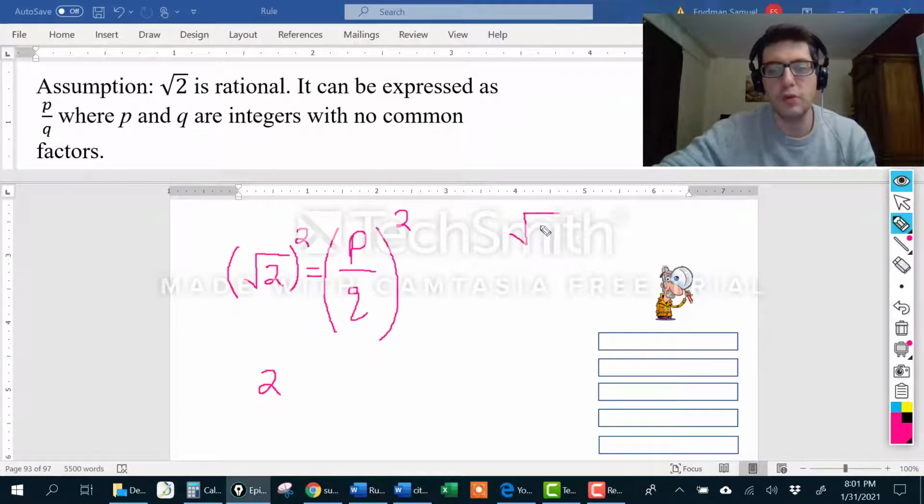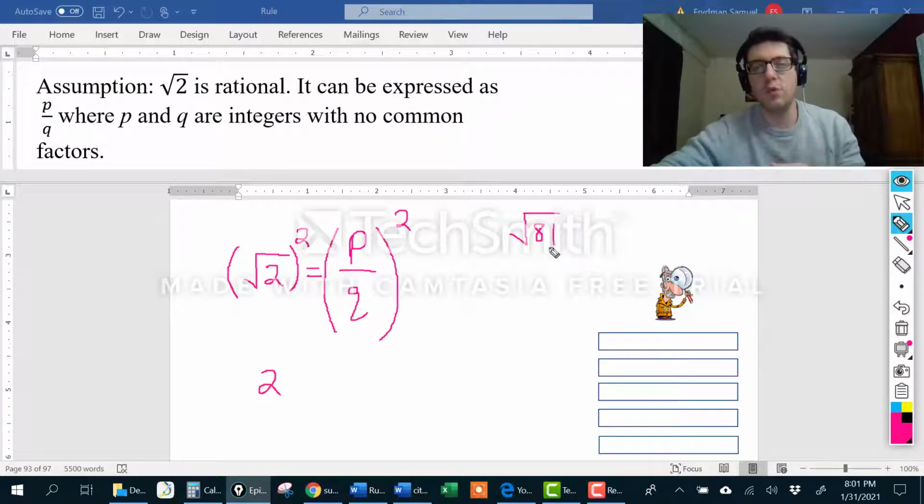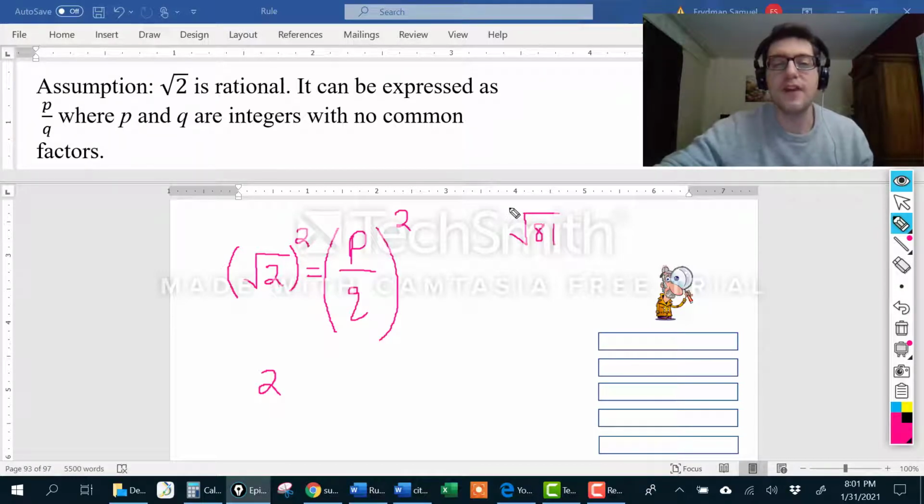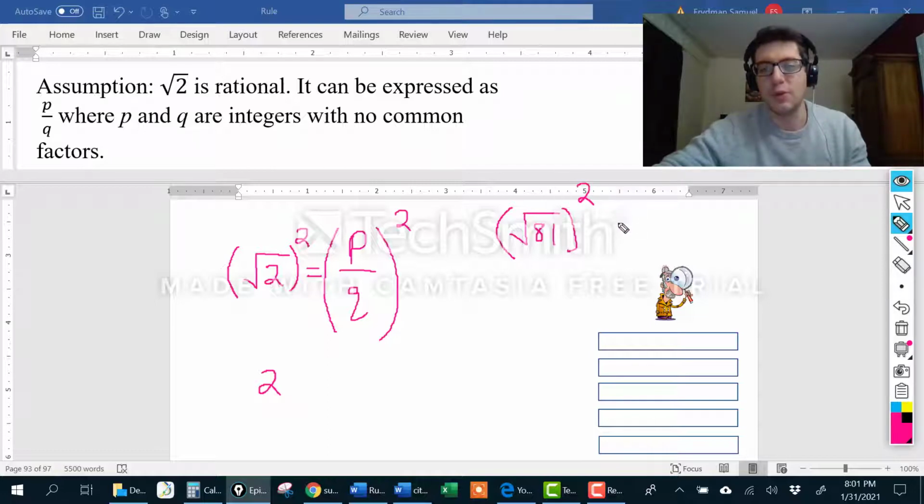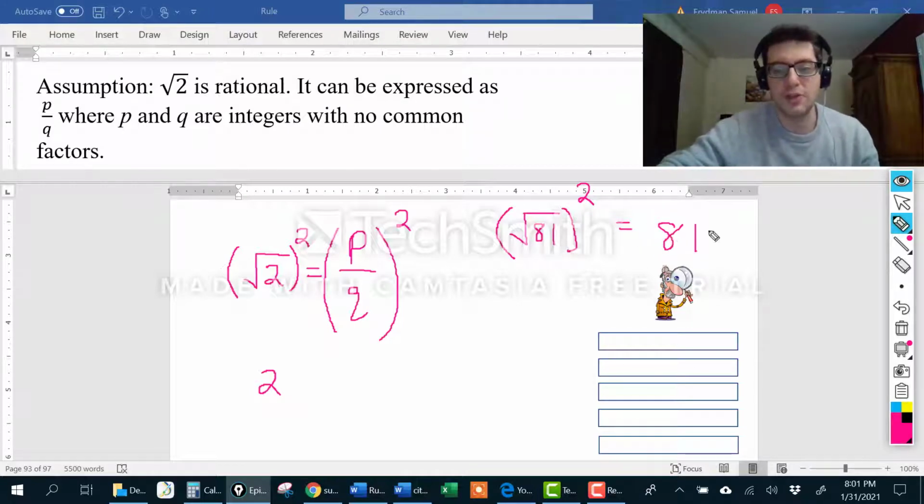What about the square root of 81? Well, the square root of 81 is 9, right? Because 9 times 9 is 81. If I take this and I multiply it with itself, so I square it, then it's like I'm doing 9 times 9, which is 81. Okay, so if I have some number under a square root sign, and then I square that, then I just get the number that was under the square root sign as my result.